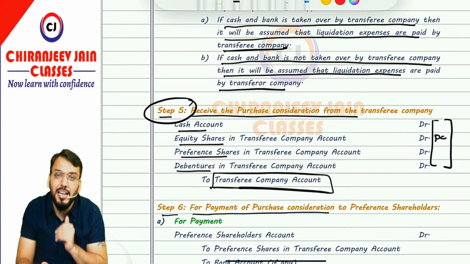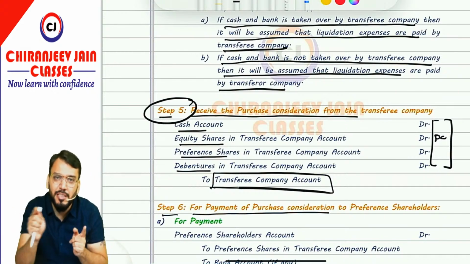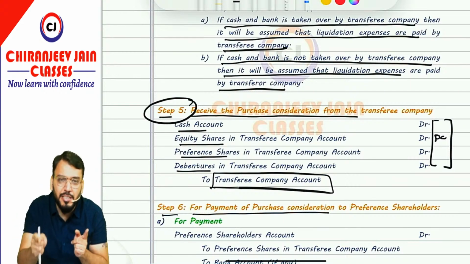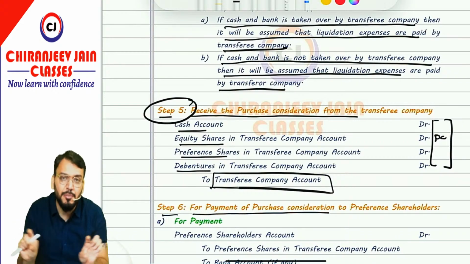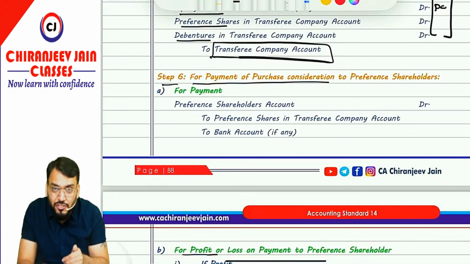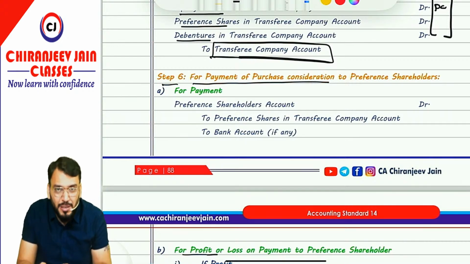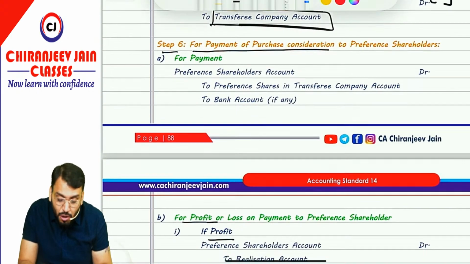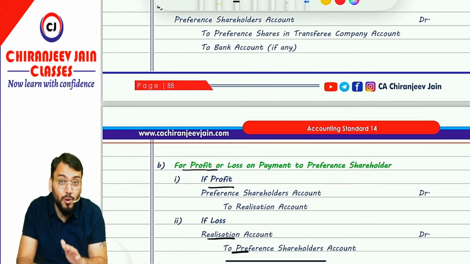Then for receiving PC from transferee company, as per the working note, PC will do cash account debit, preference shares in transferee company account debit, equity shares in transferee company account debit, debentures in transferee company account debit, to transferee company. With this transferee company account will be closed, correct? Then we'll do payment of purchase consideration to preference shareholders as per the information given. The question is as per the working note of PC. What journal entry? Preference shareholders account debit to preference shares in transferee company account, to cash or bank or whatever is paid, correct? Understood?